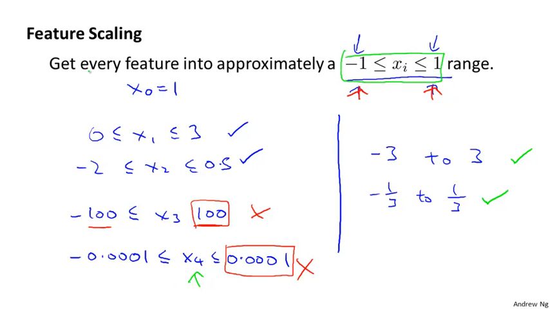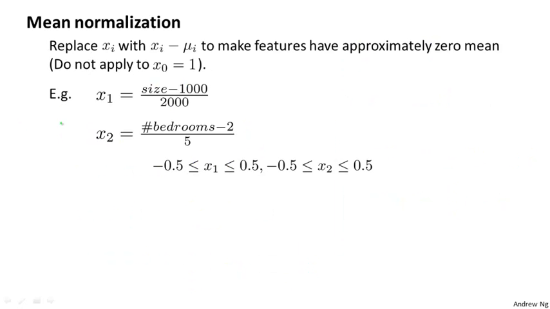In addition to dividing by the maximum value when performing feature scaling, sometimes people will also do what's called mean normalization. What I mean by that is that you might take a feature xi and replace it with xi minus mu i to make your features have approximately 0 mean. Obviously we won't apply this to the feature x0, because the feature x0 is always equal to 1, so it cannot have an average value of 0.